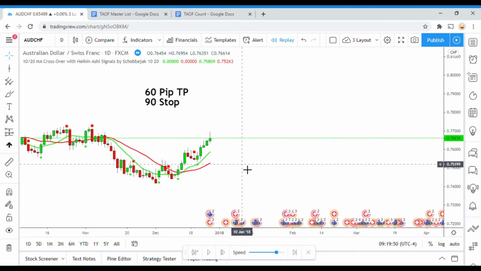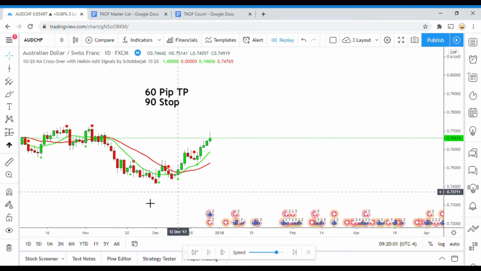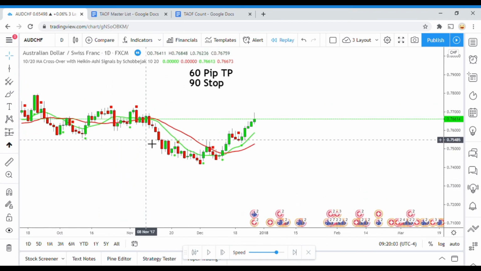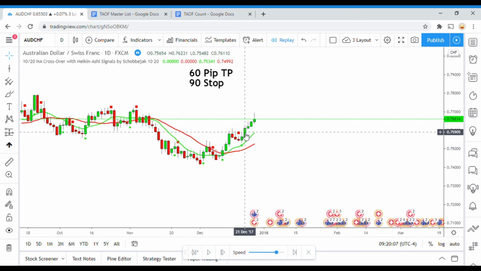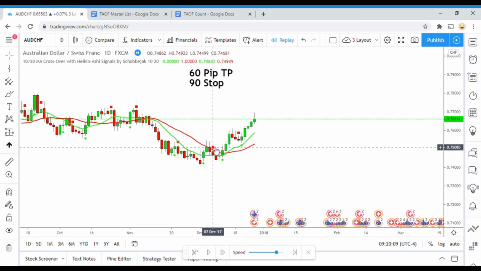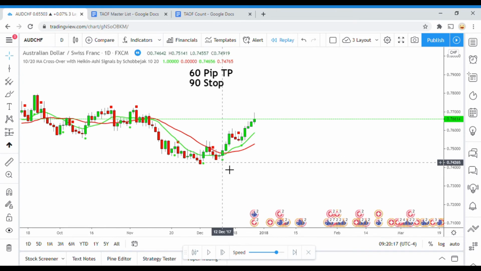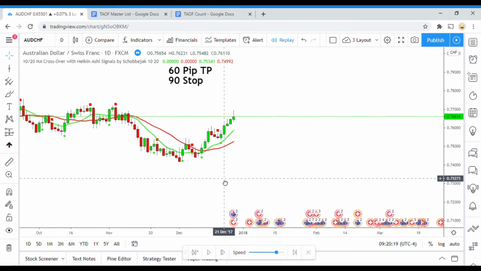Alright, so this indicator is a TradingView member created indicator, and it is a 10-20 moving average crossover with the Heikin Ashi signals. And so basically what we have here is a two-line cross, and then we have these dots here. Actually, it's a dot and a square. Kind of hard to see, they're rather small, but there are red squares and green dots.